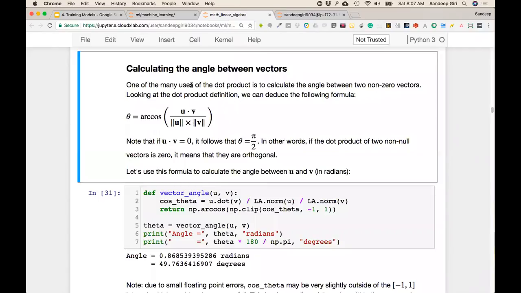One of the many uses of the dot product is to calculate the angle between two non-zero vectors. Looking at the dot product definition, we can deduce the formula. Note that if u dot v equals 0, then the angle between the two is going to be 90 degrees. In other words, if the dot product of two non-null vectors is 0, it means they are orthogonal, as in they are perpendicular to each other.